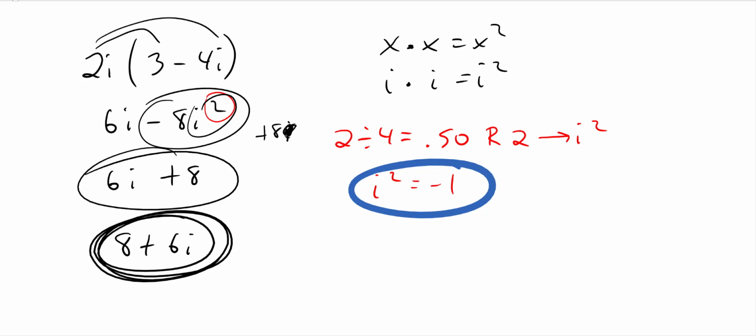Okay? Does that make sense? Okay, so let's do another one here. Hopefully you guys are good with that. If I said negative 4i times 3 minus 6i. All right, so let's distribute it.